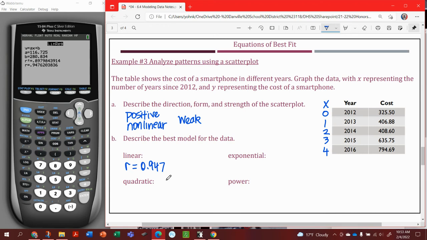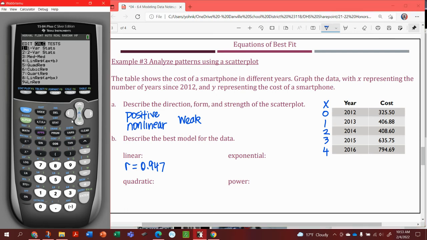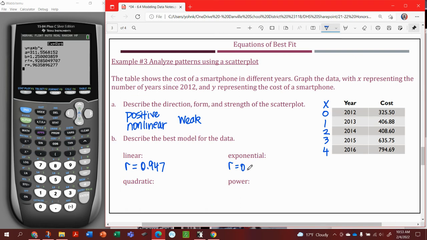Okay, now we have to run the exponential regression to see what that R value is. So we're going to go to stat, and we're going to go to calc, and we're going to go to exponential regression, which you have to scroll down until you get to number 0. We're going to hit enter a bunch of times, and we're going to grab the R value. So R equals 0.964. Ooh, so far exponential is a stronger model than linear.